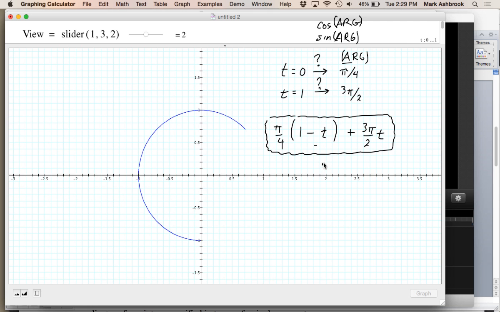What does it give you? For values of t, what does this give you? What quantity does it give you for different values of t? When you plug a value of t into this, what does it give you? Angle measure, okay? Right, and when t equals 0, it gives you the angle measure pi over 4, and when t equals 1, it gives you the angle measure 3 pi over 2.